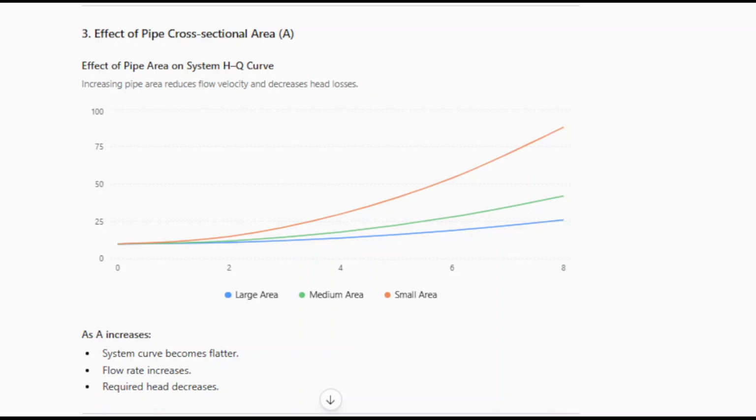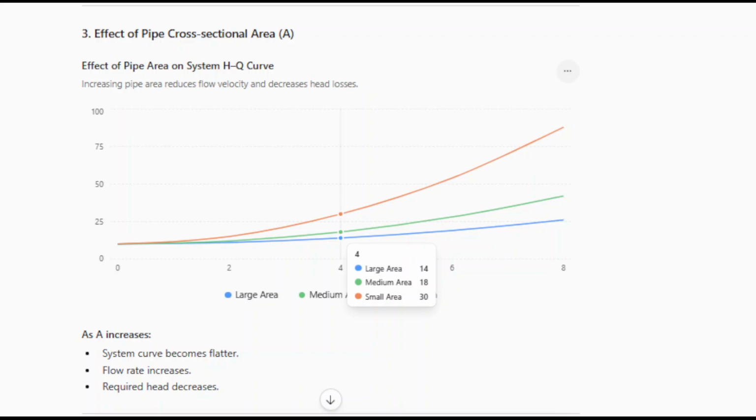Effect of pipe cross-sectional area, A, on the system HQ curve. Now let's understand how the pipe cross-sectional area affects the system HQ curve. In this graph, the x-axis represents the flow rate, Q, and the y-axis represents the system head, H. The graph shows three system curves corresponding to large, medium, and small pipe cross-sectional areas.